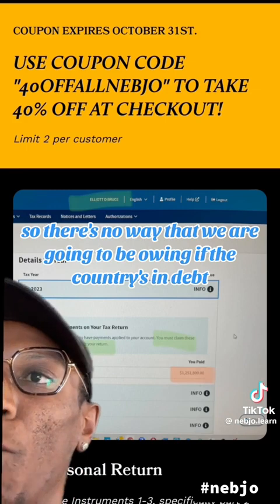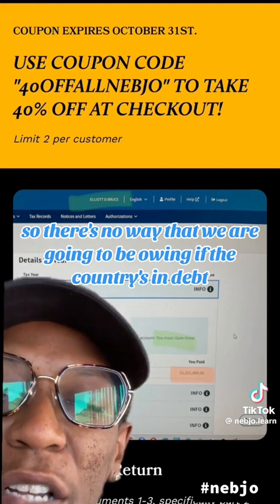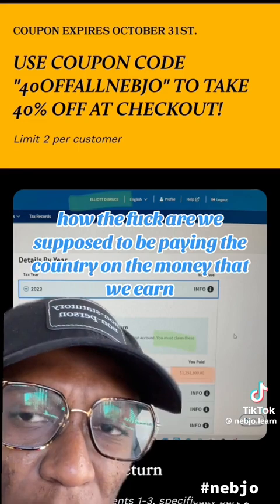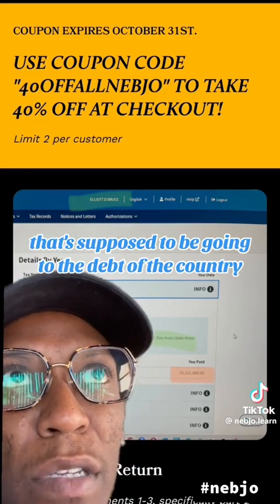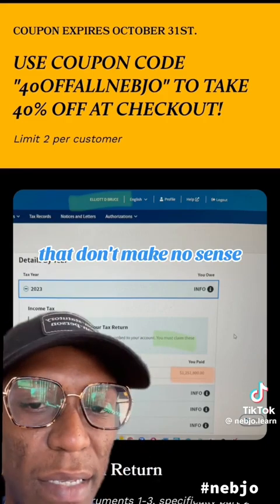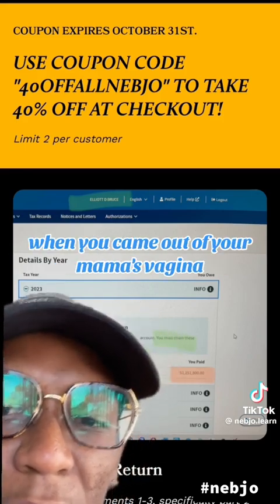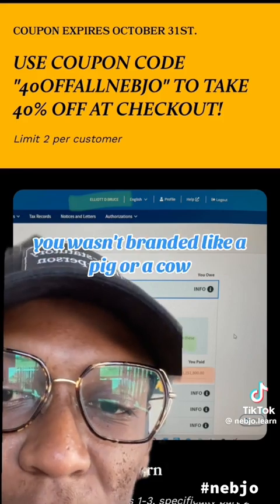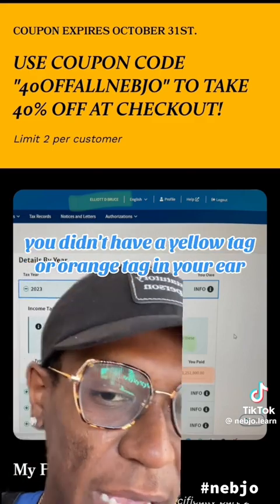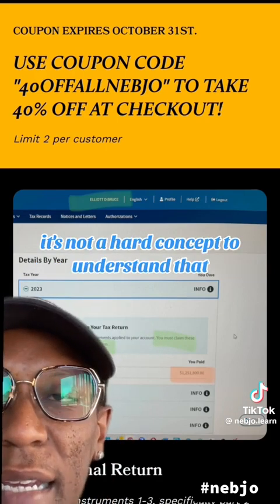So there's no way that we are going to be owing, if the country's in debt. How the fuck are we supposed to be paying the country on the money that we earn that's supposed to be going to the debt of the country? That don't make no sense. And it doesn't take a rocket scientist to know that when you came out of your mama's vagina, you wasn't branded like a pig or a cow. Or a goat. You didn't have a yellow tag or orange tag in your ear.